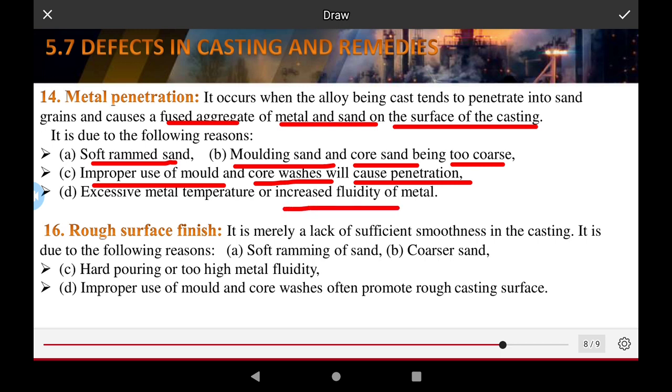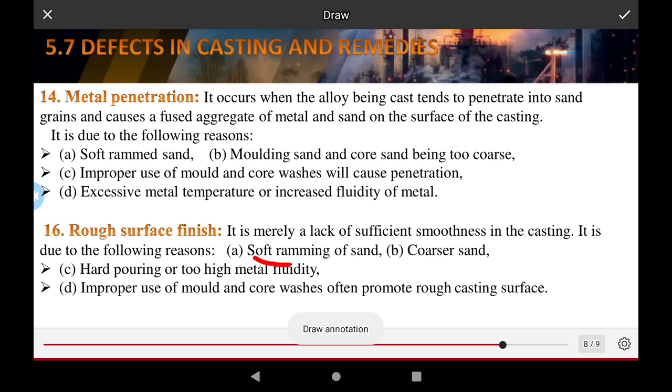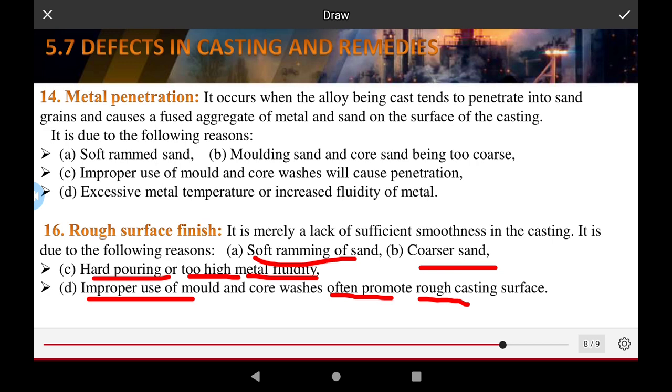A rough surface finish is mainly due to lack of sufficient smoothness of the casting. It is due to the following reasons: soft ramming of the sand, coarse sand, hard pouring, and too high a pouring temperature. Improper use of the mold and core wash also promotes a rough casting surface.